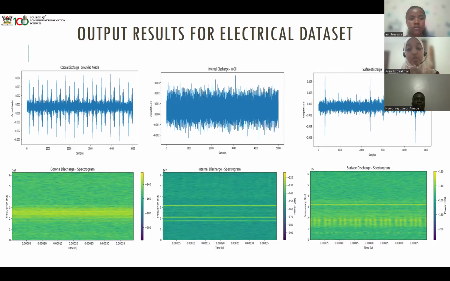This reflects a repetitive nature. For the internal, we observe multiple horizontal bands, which are like three of them, but within different frequencies. This tells us that the signal contains multiple frequency components, making it more complex and less predictable. And then when we look at the surface discharge, the spectrogram shows vertical bursts. These represent short events that occur at specific times rather than continuously.